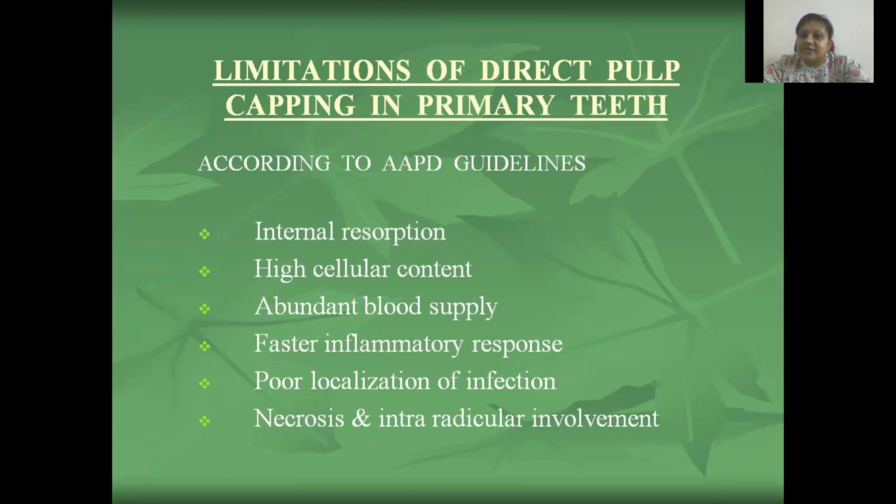There are a few limitations of direct pulp capping in primary teeth. According to the AAPD guidelines, what does the direct pulp capping procedure do in a primary tooth? It causes internal resorption. There is high cellular content in primary teeth, there is abundant blood supply, so there is a faster inflammatory response, and there is poor localization of infection. That is why necrosis and interradicular involvement occur when we try direct pulp capping in primary teeth.